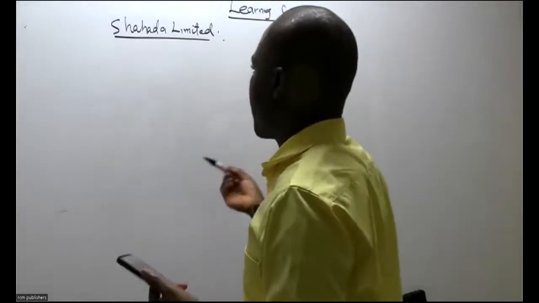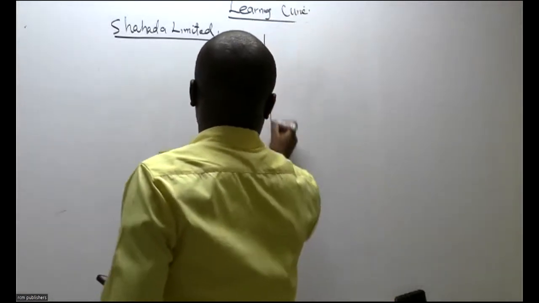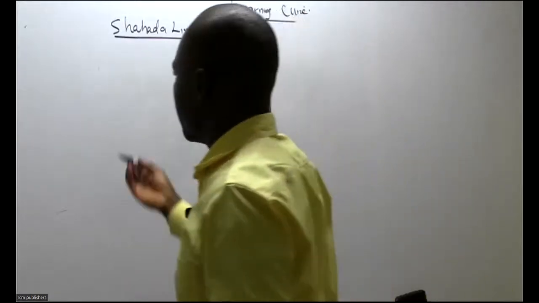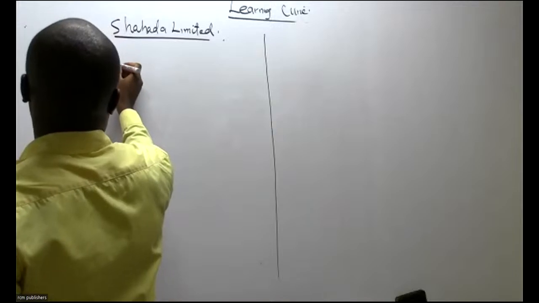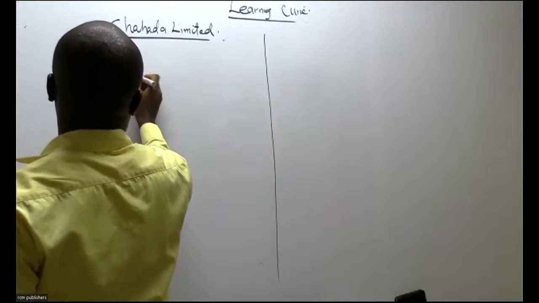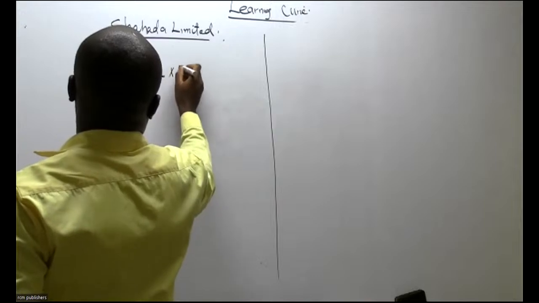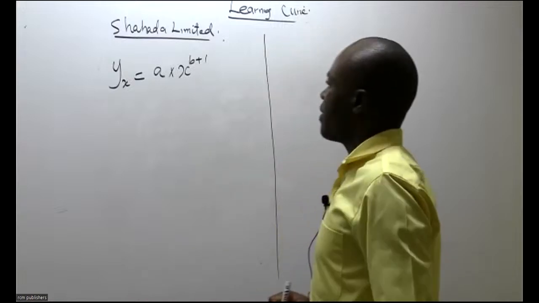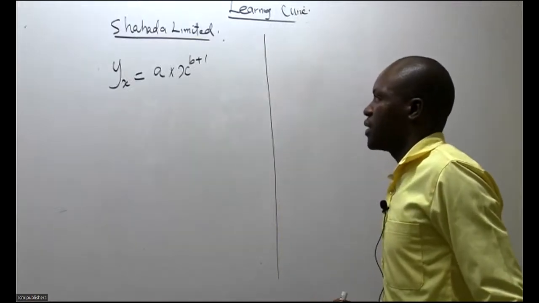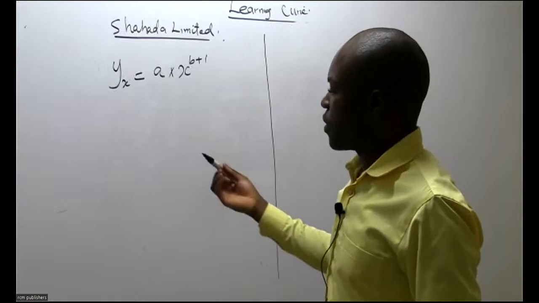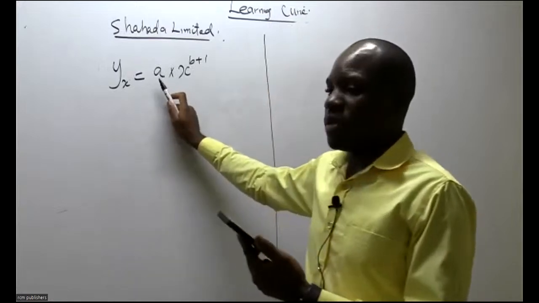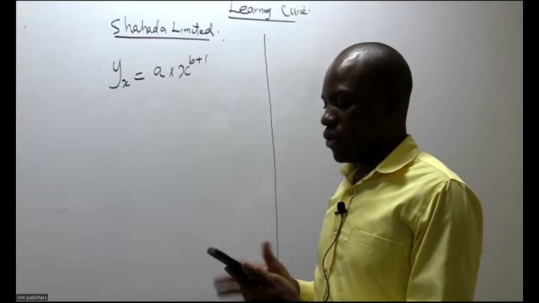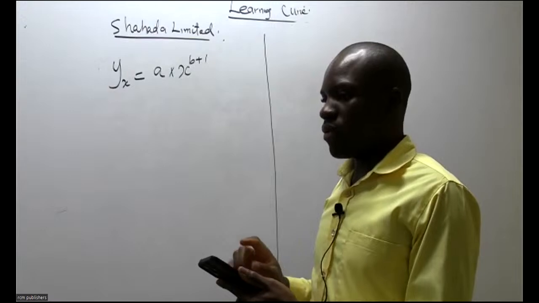So let's see what we have in the question. For you to understand how this concept works, please ensure that you have that formula somewhere: Y of x equals a multiplied by x raised to the power b plus 1. If you have this, you'll be able to identify the unknowns and work backwards to get what you need. We all know that A is the time taken to produce the first unit.